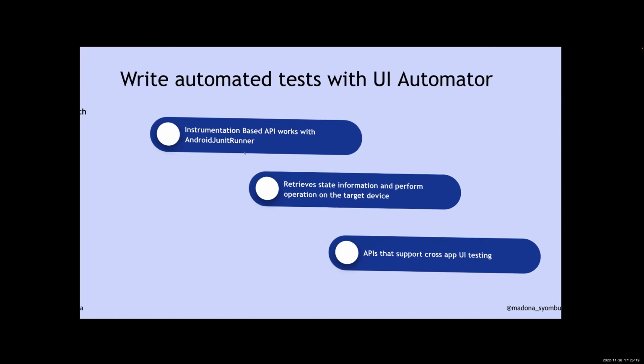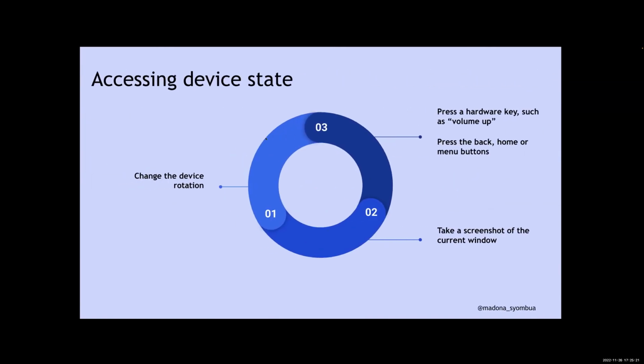Now, one thing that I want us to note is that the UI Automator works on different APIs, and I'll talk about that. But here, as you can see, you can do a lot with the UI Automator. There's more documentation on the Android Google site where you can look into that and see what they do. But as you can see here, we can access the device state, change the rotation, press a hardware volume key such as volume up, press back, home, which is most of the things that we would like to do in manual testing. But now this can be done automatically.